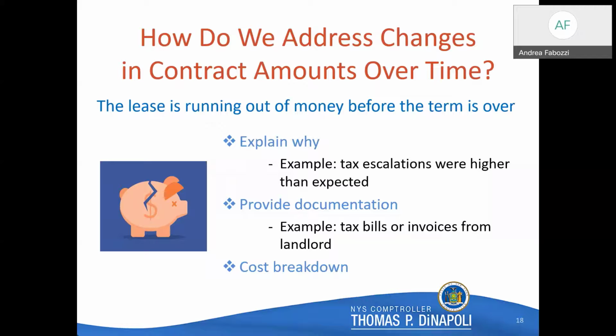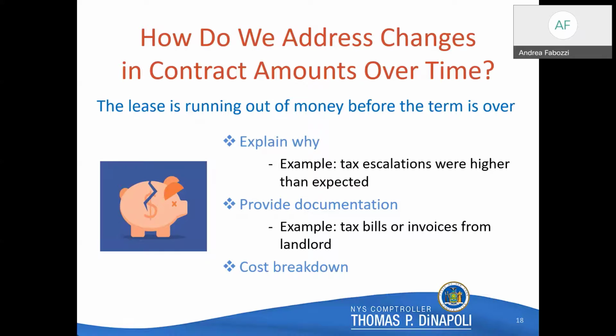You also asked, how do we address changes in contract amounts over time? So leases often contain estimates for things like utility charges, operating, and tax escalations. These items can be over or underestimated, resulting in a surplus or shortage.